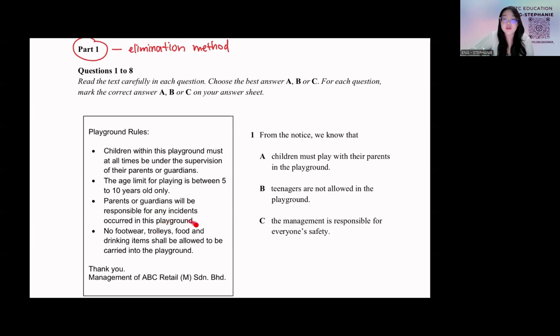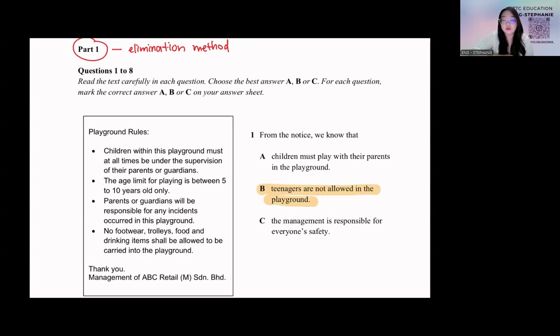No footwear, trolleys, food, and drinking items shall be allowed to be carried into the playground. Thank you. And then the management. All right, so the answer is, let me use the highlighter. The answer is B. Teenagers are not allowed in the playground. So let's see why A and C cannot be the answer.